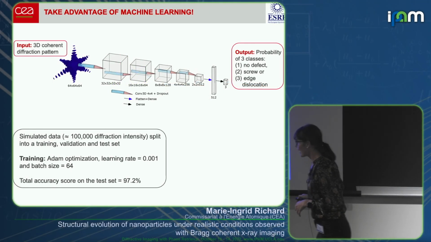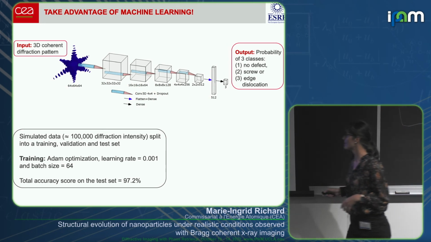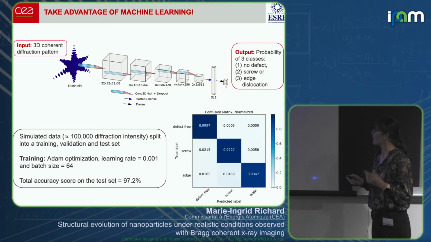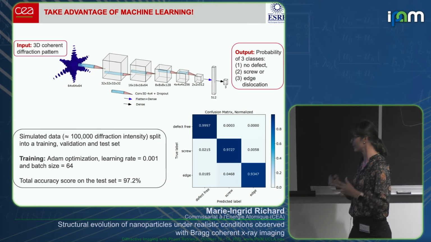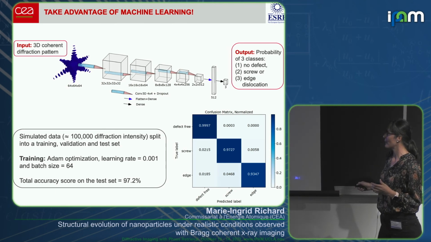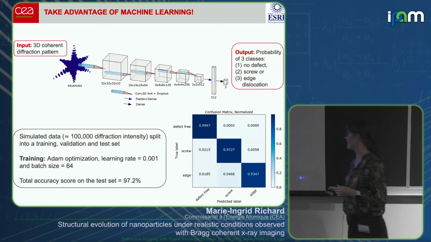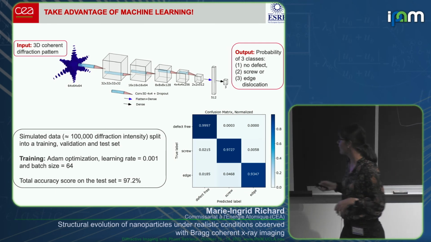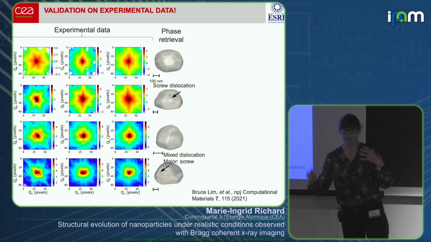What we get is a total accuracy score on the test set of 97.2%. We have also computed the confusion matrix to see how well it works. It works quite well to detect a perfect crystal and a little less well when there is an edge dislocation.